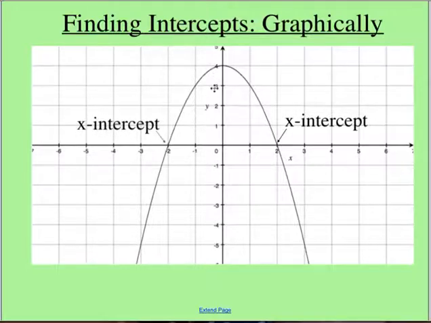And then we only have one y-intercept. A y-intercept is when the graph hits the y-axis. It's up here at (0, 4).